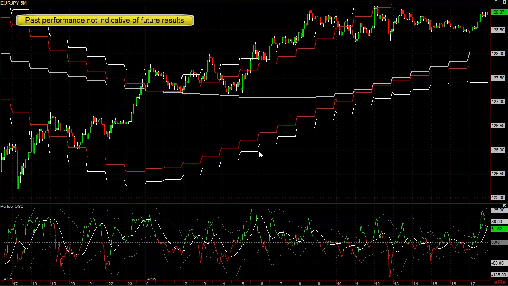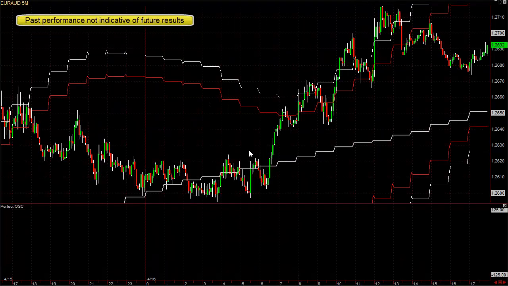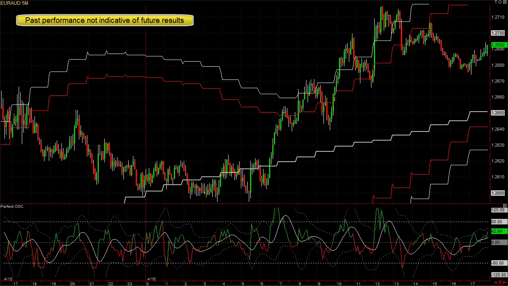Here's the euro Australian at 10 o'clock. And guess what? Here's 10. You have this beautiful pullback, 2650 or so. When you get in, it goes up to 2700. It's a 50 pip win while risking this tiny amount.